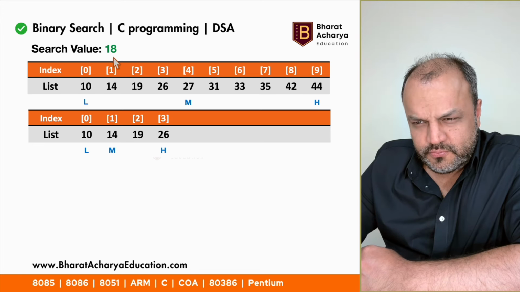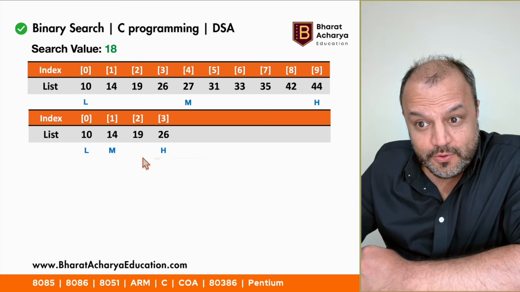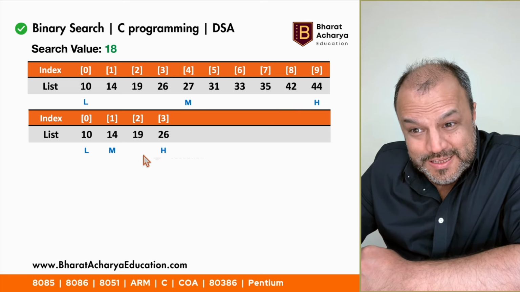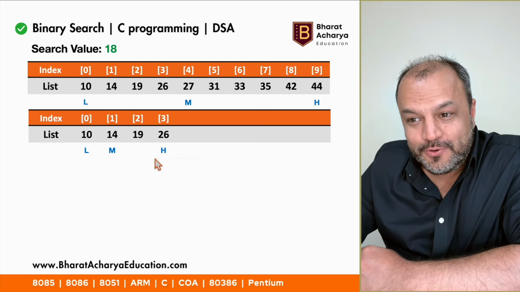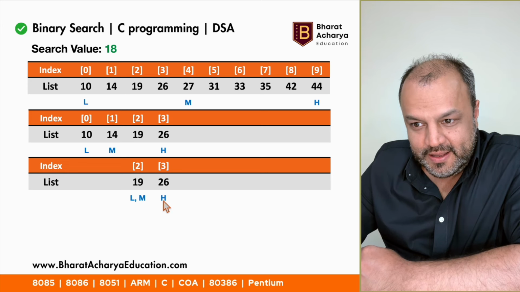Now, compare 18 with 14. 18 is greater than 14. That means I've got to go right. That means high remains the same. Low will become M plus 1. So this will be low. This will be high. And obviously then this will also be the mid. This is low and mid, and this is high.